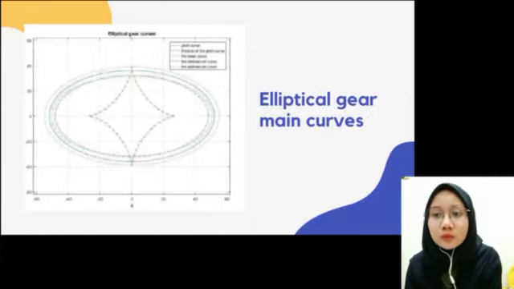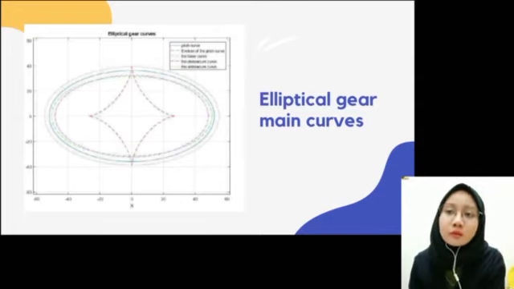So this is Figure 5, the elliptical gear main curves. Figure 5 shows the pitch curve, base curve, teeth profile, root curve and tip curve of the second order elliptical gear for the input A equal to 52 mm, B equal to 36 mm, and M equal to 3 mm, and the Guardian ratio equal to 20. It has been designed in MATLAB.